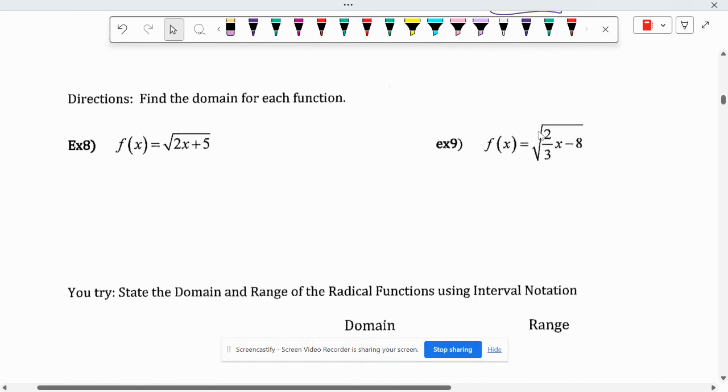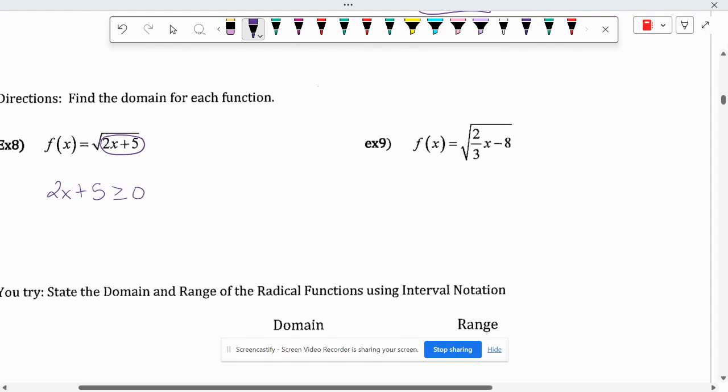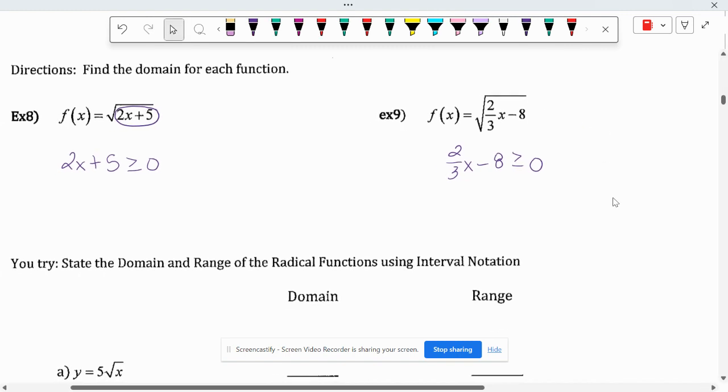So let's look at each one of these functions and figure out the domain. That means that 2x plus 5 has to be greater than or equal to 0. If you identify as a man, you're solving that one. Go. Let's go. The next one, 2/3 x minus 8 has to be greater than or equal to 0. If you identify as a female, solve that one.